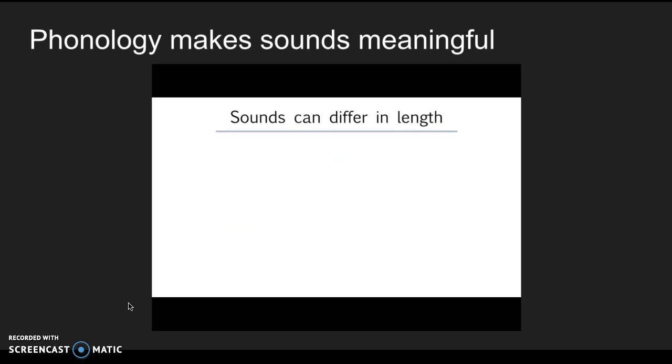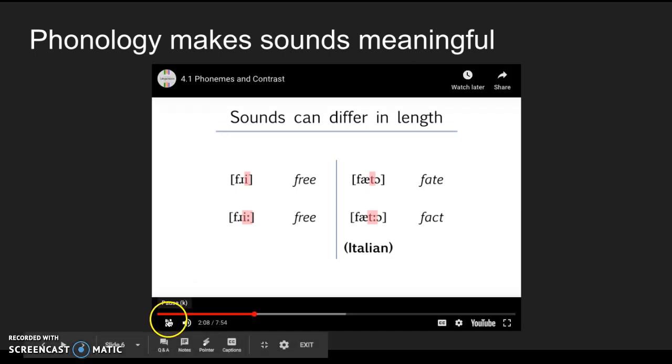Here's another example. I could pronounce the word free with the ordinary high front tense vowel E, or I could make the vowel extra long. Notice that we indicate a long sound with this diacritic that looks a bit like a colon. But this difference is not meaningful. In English, both are the same word. In Italian, though, a length difference is meaningful. The word fato means fate. But if I take that alveolar stop and make it long, the word fatto means fact. The difference in the length of the stop makes fato and fatto two different words.